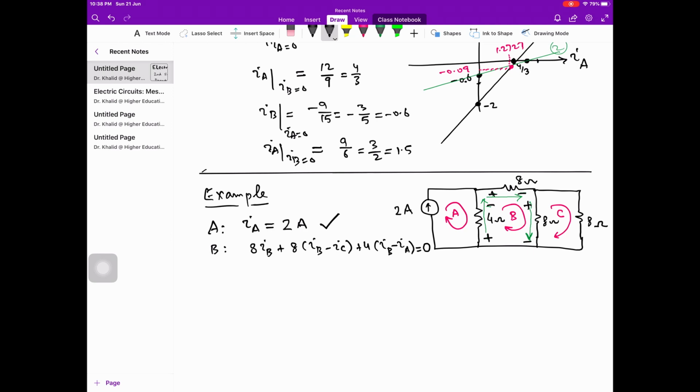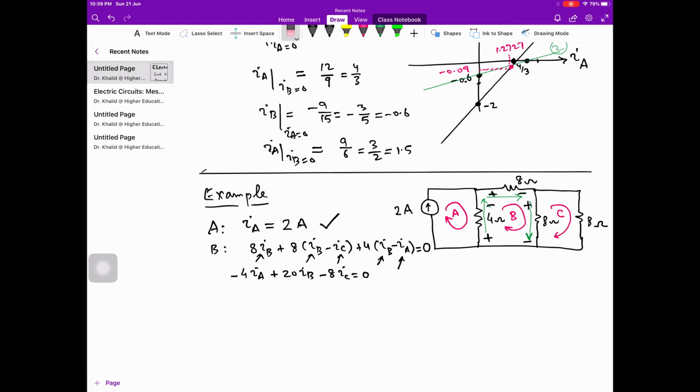Combining coefficients of IA, IB, IC. This is IA, this is IA, so this is 4IA. And then IB. This is IB, 8IB and 8IB and another IB, 4IB. I forgot the negative sign over here. So plus 8 plus 8 plus 4, it is 20 IB, and then IC. So over here this is minus 8 IC, and the right hand side is equal to 0.